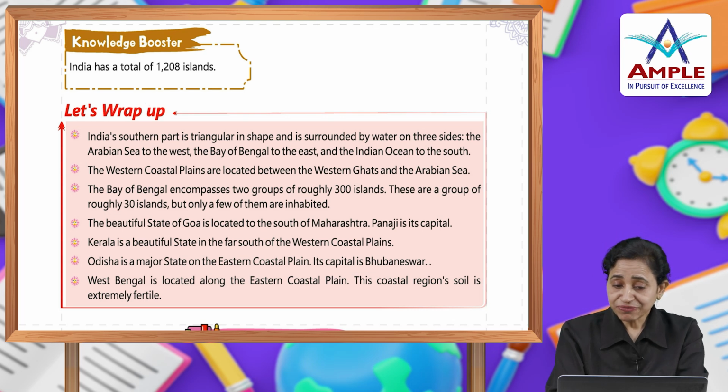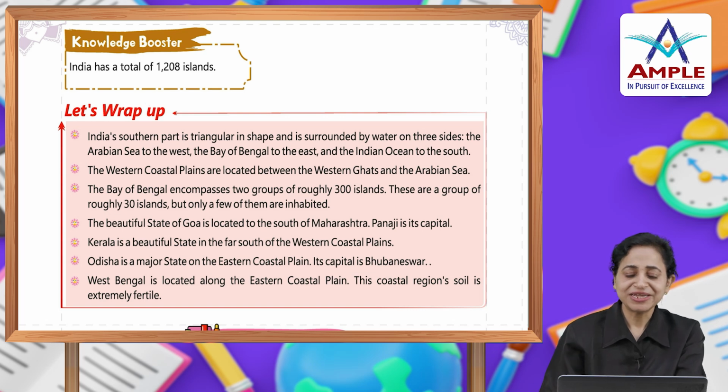The beautiful state of Goa is located to the south of Maharashtra. Panaji is its capital. Kerala is a beautiful state in the far south of the western coastal plains. Odisha is a major state on the eastern coastal plain. Its capital is Bhubaneswar. West Bengal is located along the eastern coastal plain. This coastal region's soil is extremely fertile.